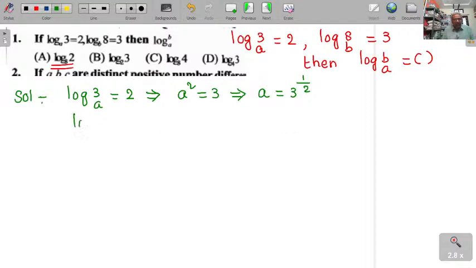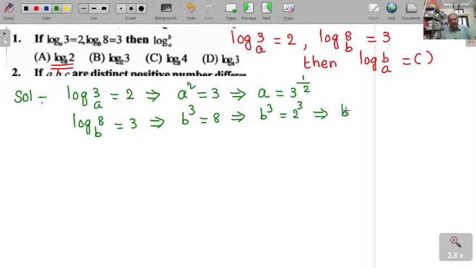In similar lines, log 8 to the base b is equal to 3, so b cube is equal to 8. So we can write b cube is equal to 2 cube. Now comparing on both sides we get b is equal to 2. So our aim is to determine log b to the base a in terms of 2 and 3. So log b means b is replaced by 2, that is log 2, base a, that is 3 to the power of 1 upon 2.